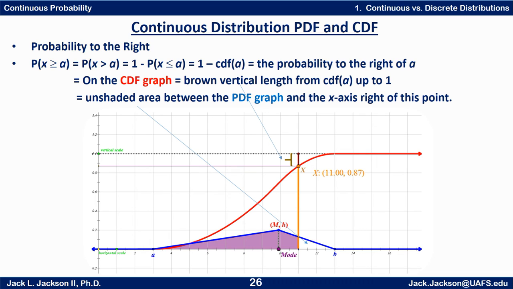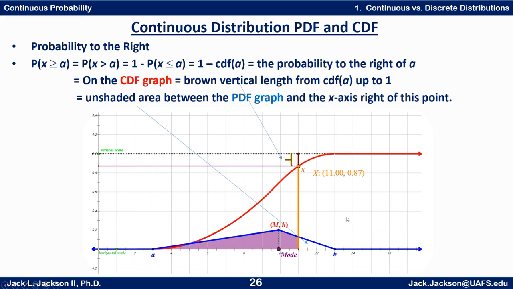If you want to do a greater than probability, you're talking about the area under the curve to the right of this. So this would be this little unshaded area right here, this little triangle. So the area of that triangle is 1 minus the area of this shape. If this is 0.87, that leaves 0.13 for this. So 0.13 is this probability.